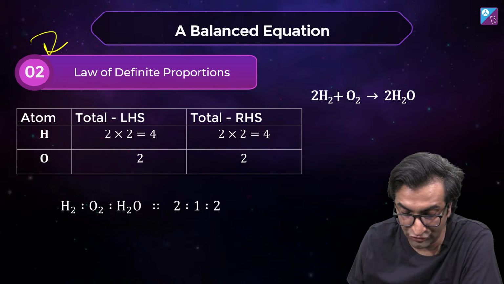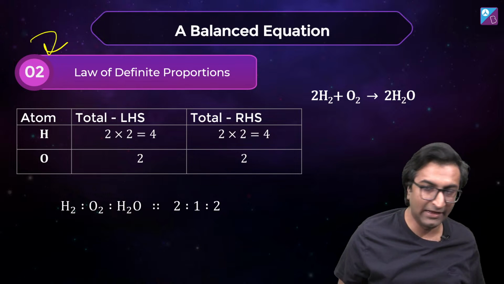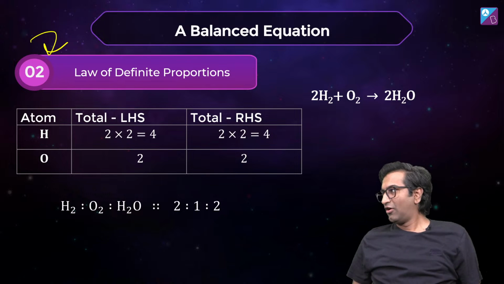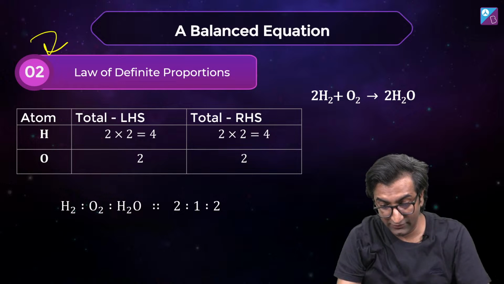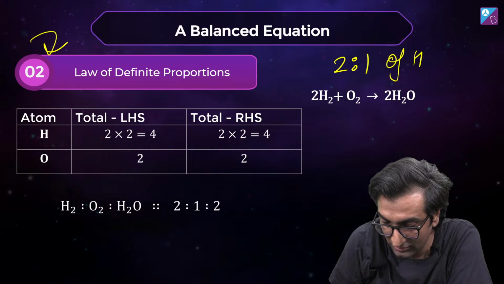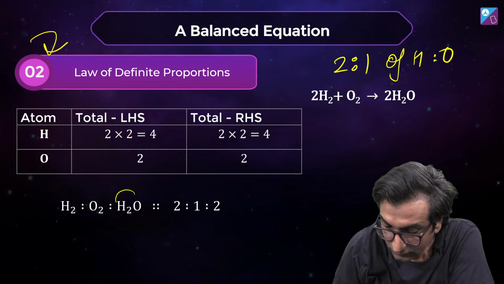Law of definite proportions. Whatever happens, whether I have water in this glass, or water in a pond, all of that water is going to have the same composition: 2:1 of hydrogen to oxygen. Okay? Look, that's one idea.